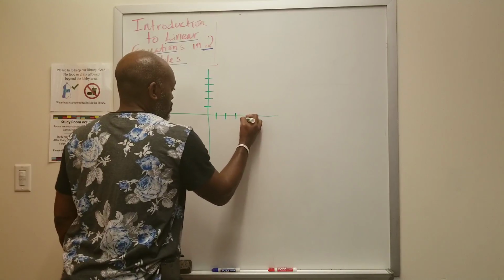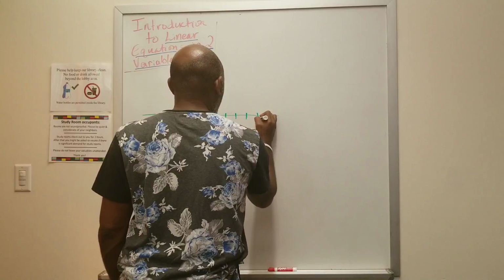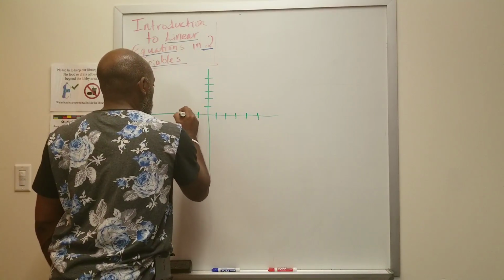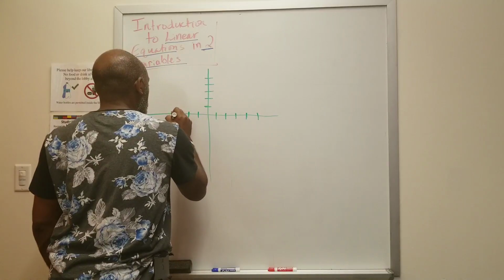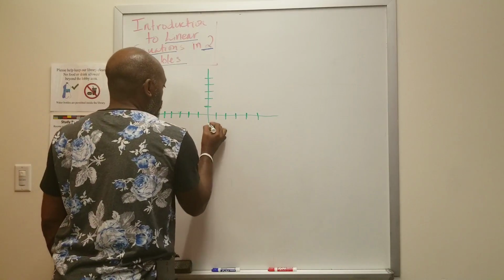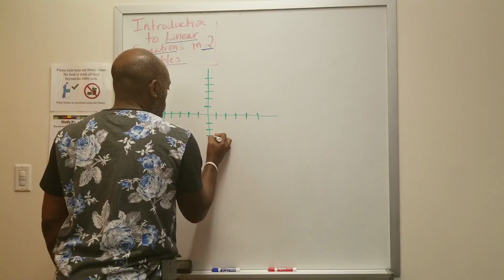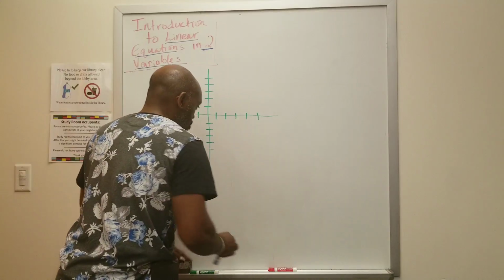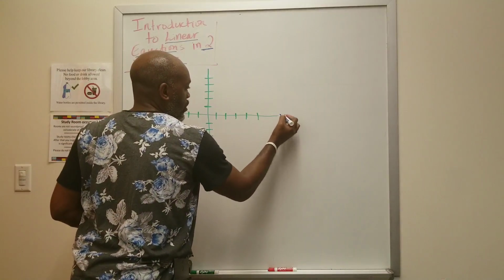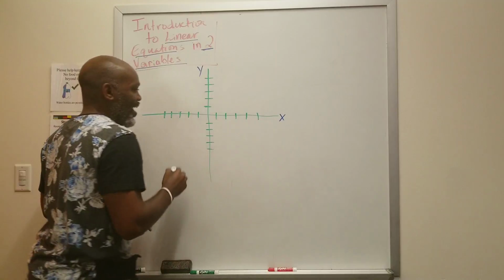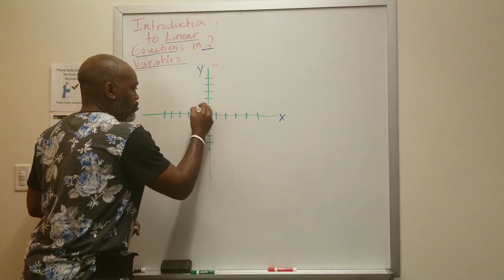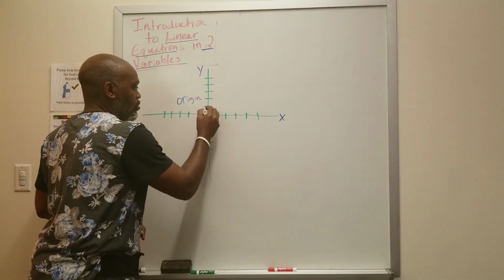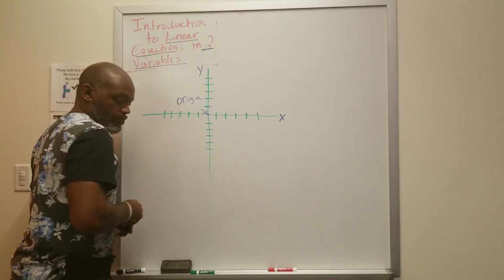I'm just giving you an idea what it would look like on your graph paper. All right. So we have our X axis and we have our Y axis. This right here is called your origin. That's your origin.